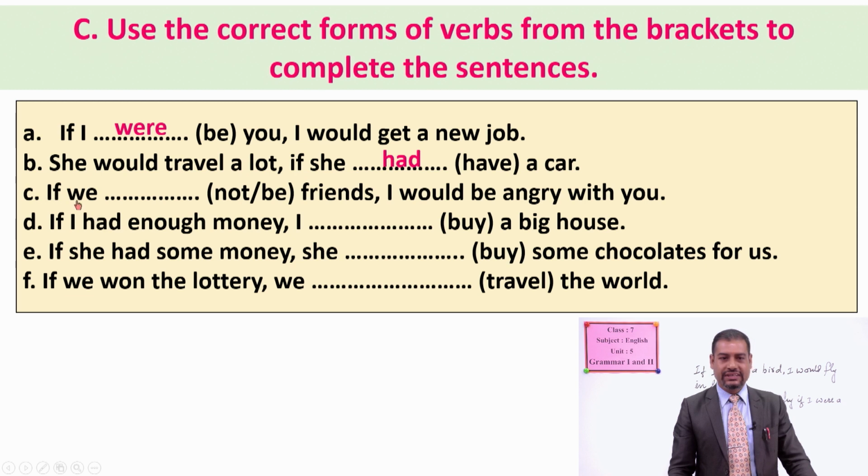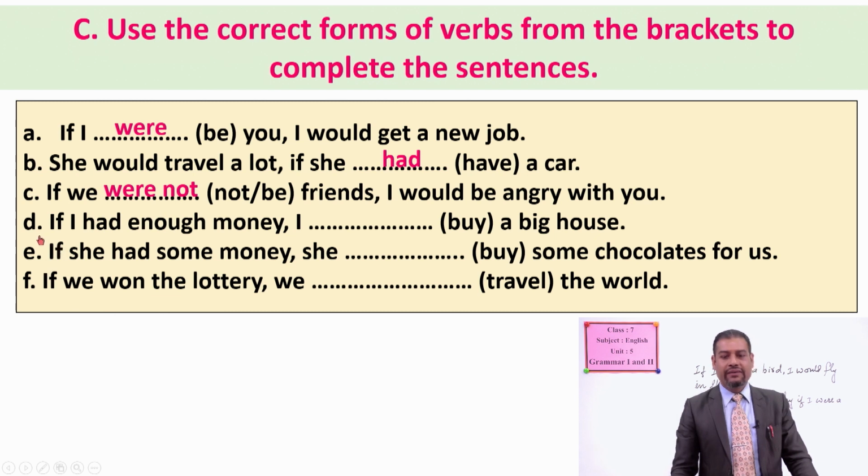Okay. Number C. If we, now don't be confused, okay, here we have not and slash be. It means that you have to write it in negative form. And again, don't forget the past form of the be verb. If we, what is it? Okay, let me show you. If we were not friends, I would be angry with you. Okay, so because of not, we have to add a negative marker here. If we were not friends, I would be angry with you.